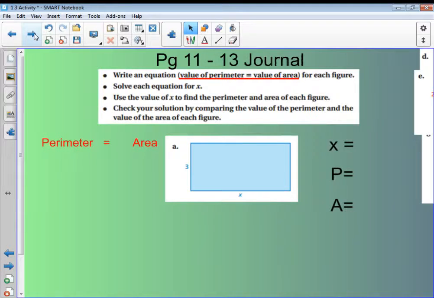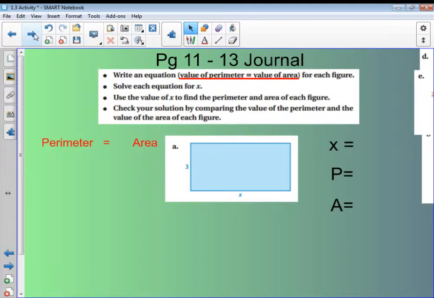So to start out with, in activity 1 on page 11, it is having us work with perimeter and area. We're going to write an equation showing that the value of the perimeter is equal to the value of the area. We're then going to solve for x. Once we find the value of x, we're going to use that to find the perimeter and the area of each figure. In the end, we will check our solutions by comparing our answers for perimeter and area, and they should be equal to each other.